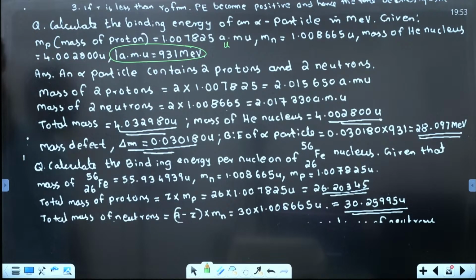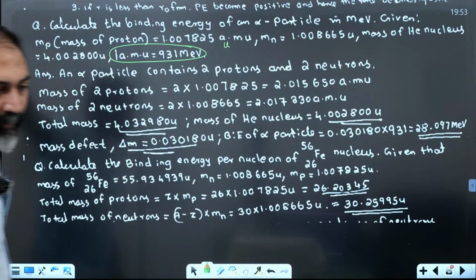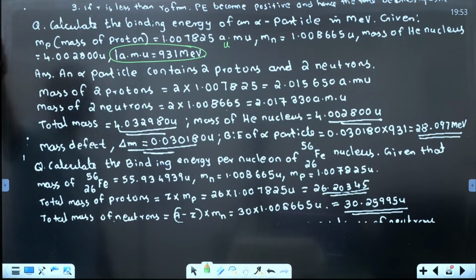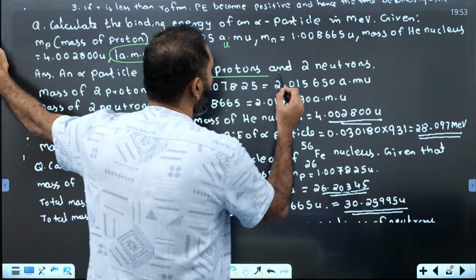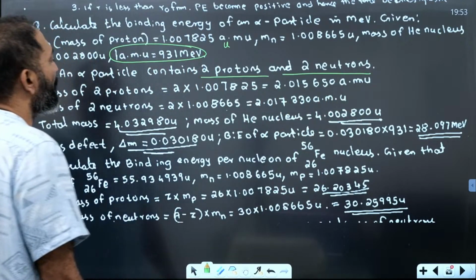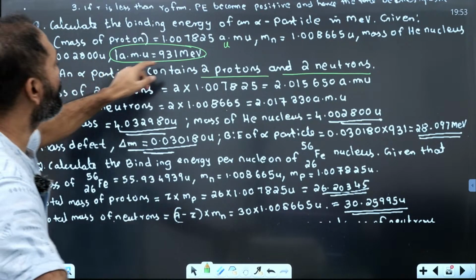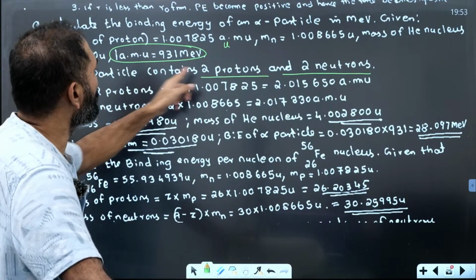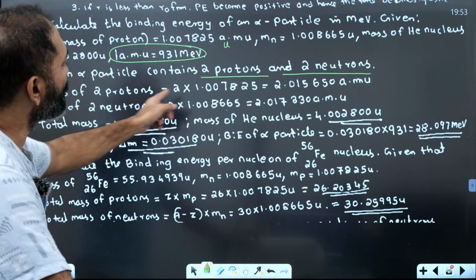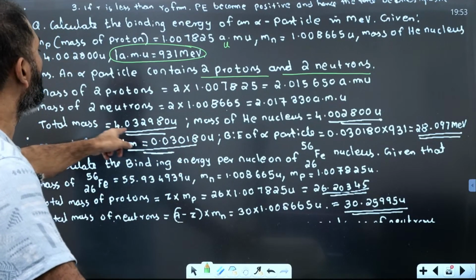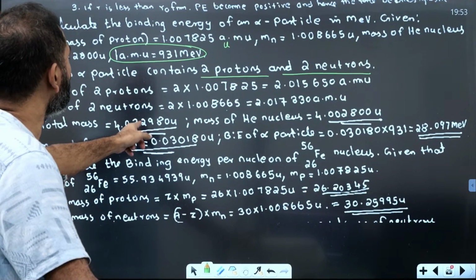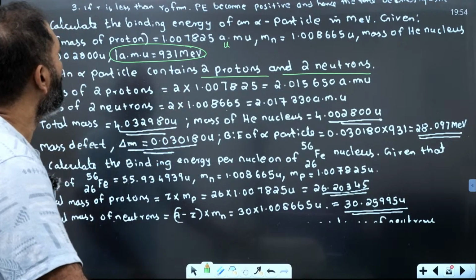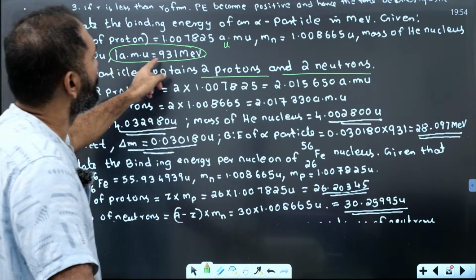First of all, we should know an alpha particle contains what? An alpha particle contains 2 protons and 2 neutrons. So what is mass of 2 protons? Mass of a proton in AMU unit is already given. So mass of 2 protons is found out. Mass of 2 neutrons is found out. Then we will find out total mass. This is the expected total mass, 4.032980 U. But what is the actual mass?